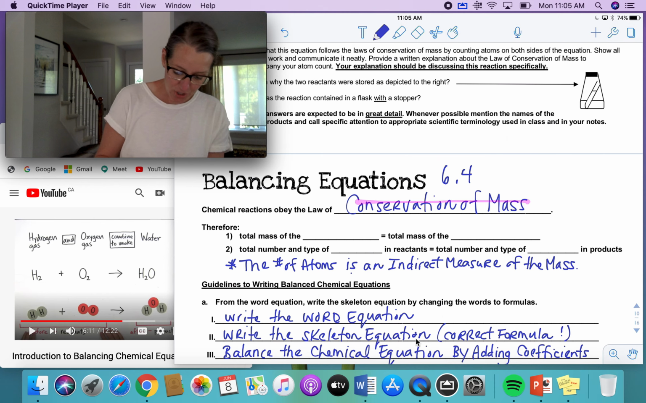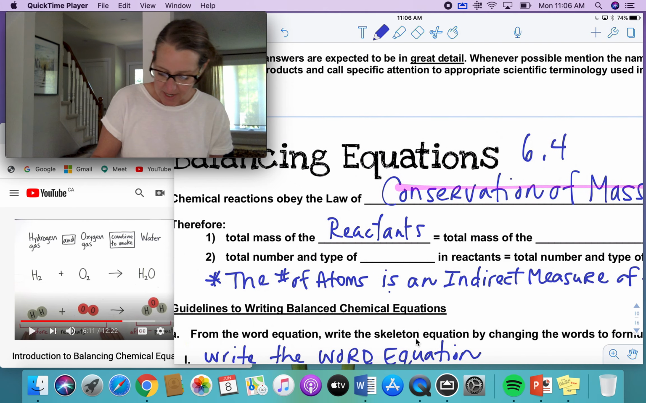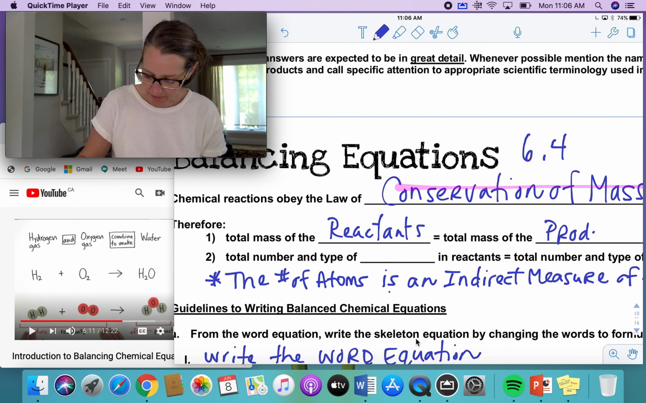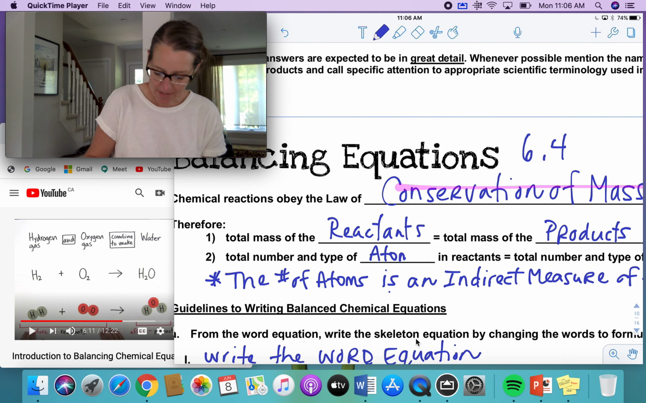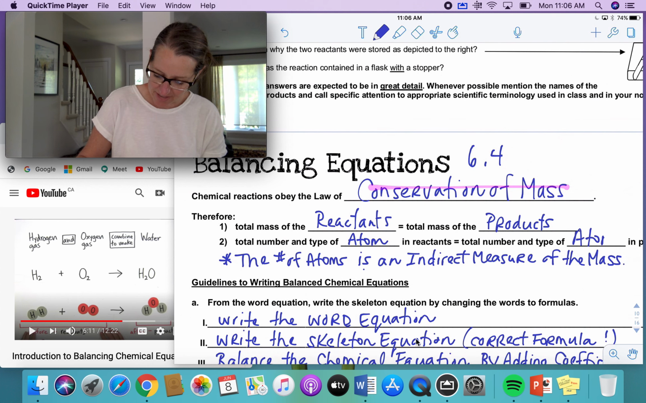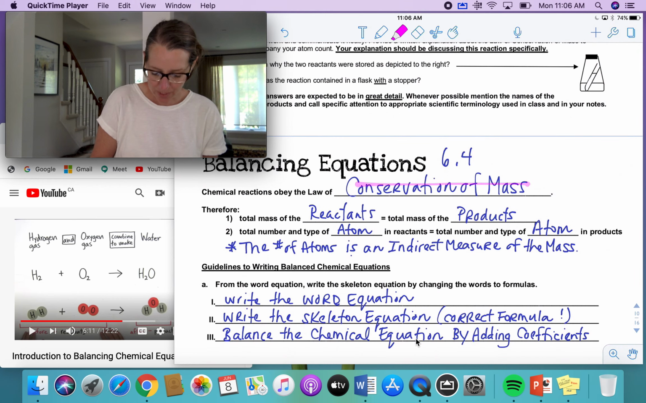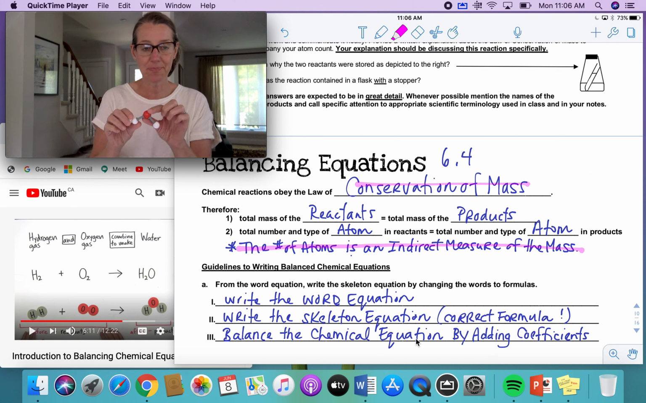Okay, so therefore the total mass of the reactants equals the total mass of the products. The number and type of atom that you've got in the reactants equals the total number and type of atom in the products. Okay, and we remember that the number of atoms is really an indirect measure of the mass of something, because an atom of oxygen has a very different mass than an atom of hydrogen. Okay, so how many of these you have is going to be a reflection of the mass.